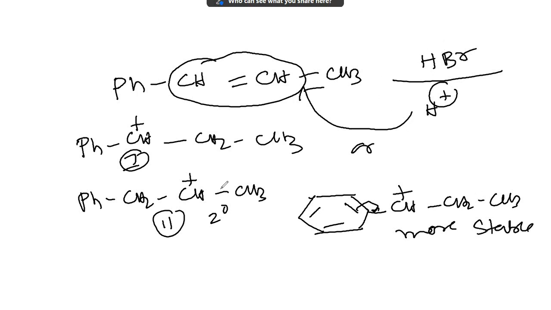So the desired product in this reaction will be Ph, phenyl group CHBr, CH2, CH3. This is case 2, where no such pi complex is formed and carbocation formation is the choice over here.